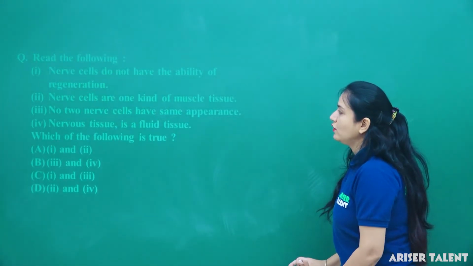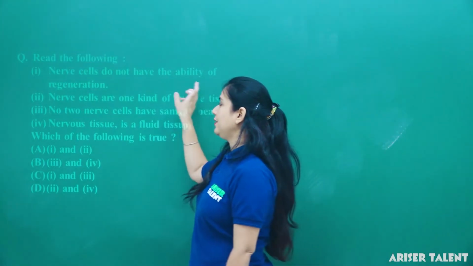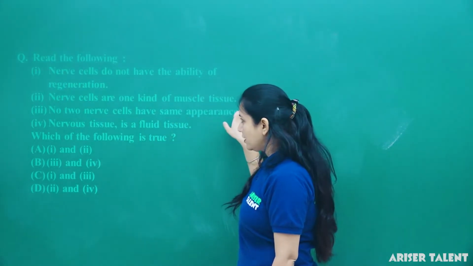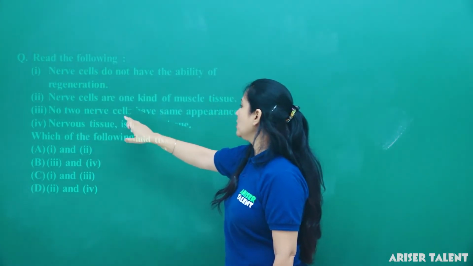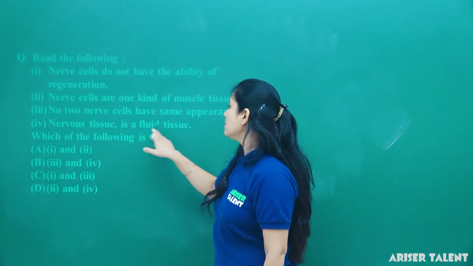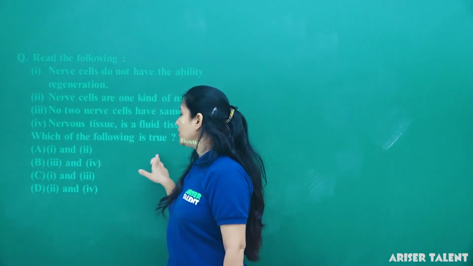Next, read the following. Nerve cells do not have the ability of regeneration. Nerve cells are one kind of muscle tissues. No two nerve cells have the same appearance. Nervous tissue is a fluid tissue. Which of the following is true?